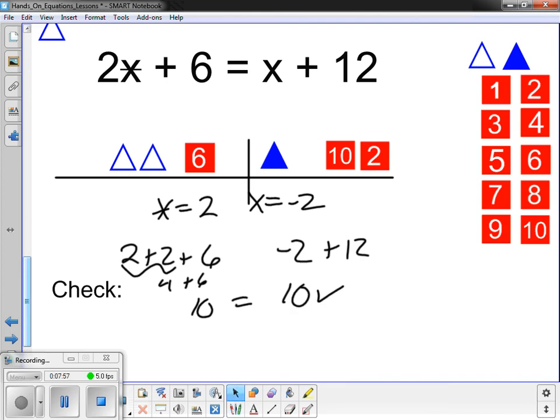So now, if we have stars and x's and numbers on both sides, get rid of the smaller number, so then it's just like lesson 12, and then work through it.